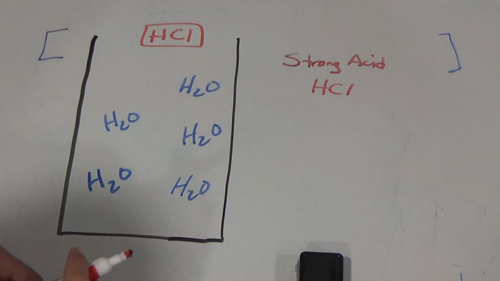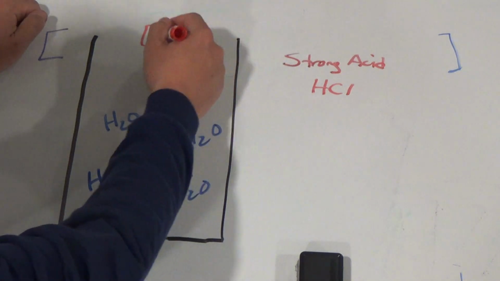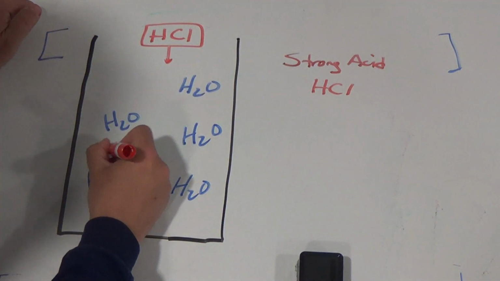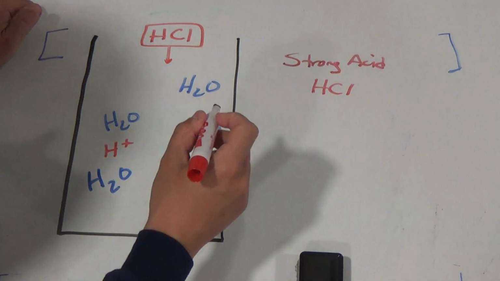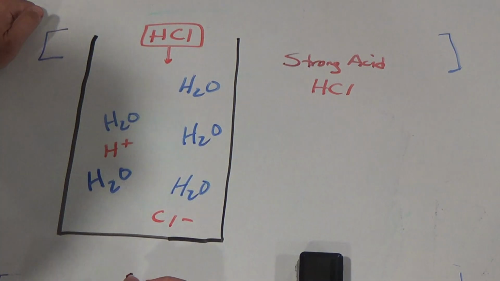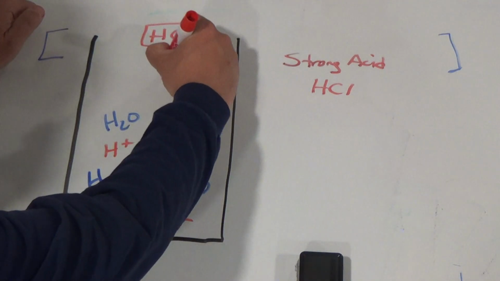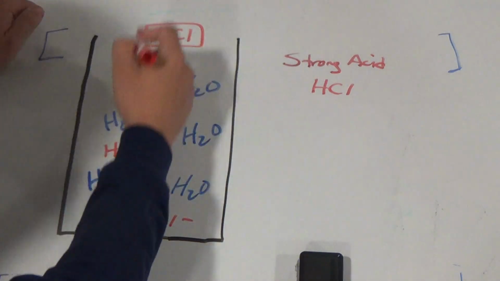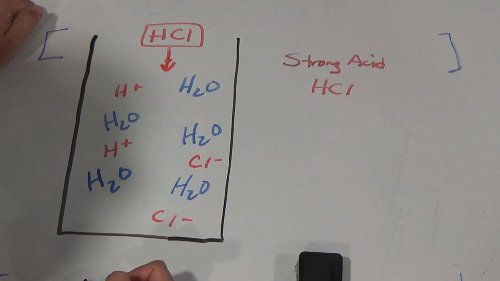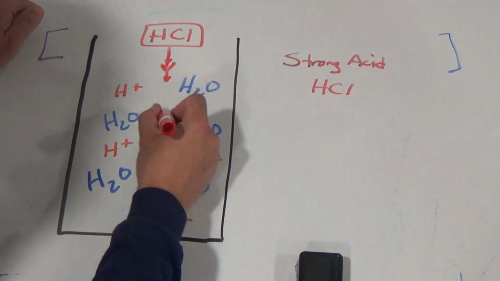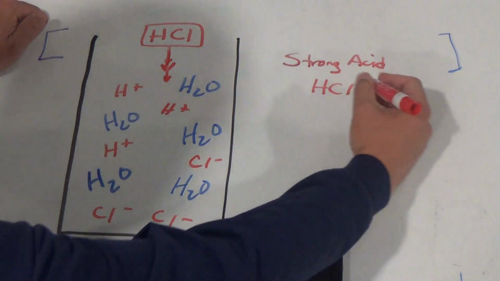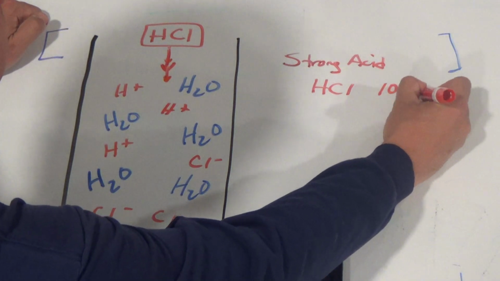So we're going to have 5 waters in here. Drop it in. Let's say I drop 1 HCl at a time. Dissociation. H plus, Cl negative. That's the first one. So I drop one in, it dissociates. Drop another one in. Dissociation. Perfect. Drop a third one in. Dissociation. So strong acids dissociate 100%.